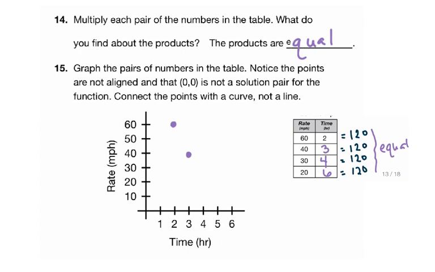So if the time is 4, our rate is going to be 30. And if our time is 6, our rate is going to be 20. And you'll notice there's a curve in our graph, okay? So make sure that you have that curve. And we're going to draw our line through the curve. And you'll notice that if it's an inverse function, it's going to be a curved line. We have a curve.